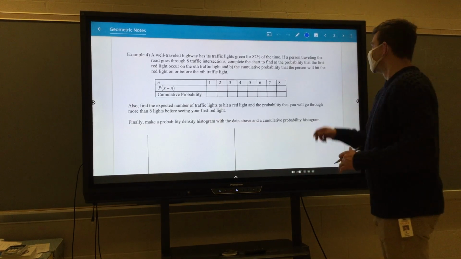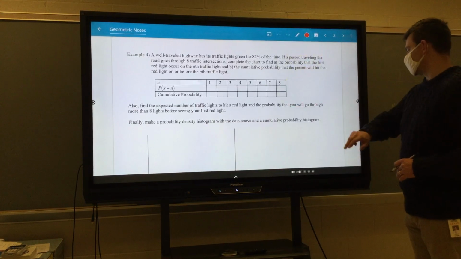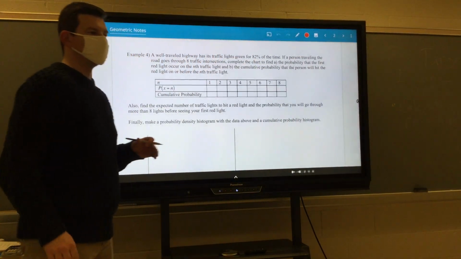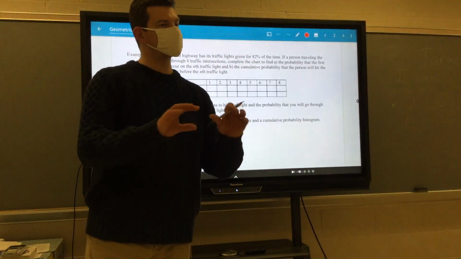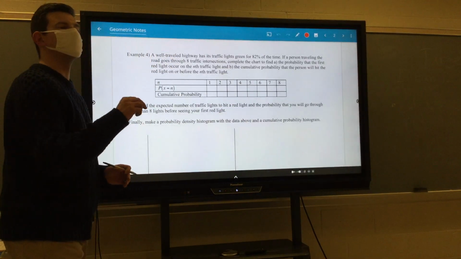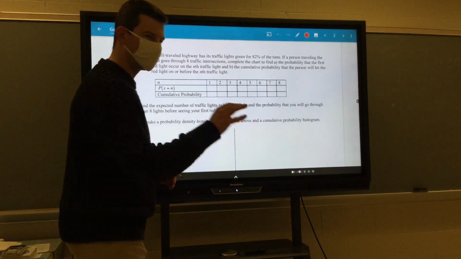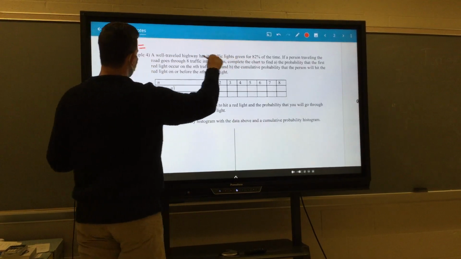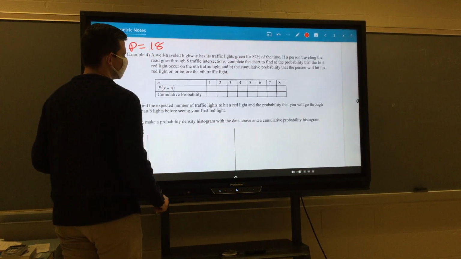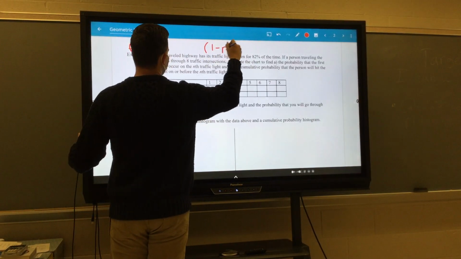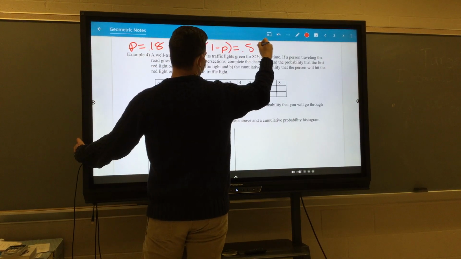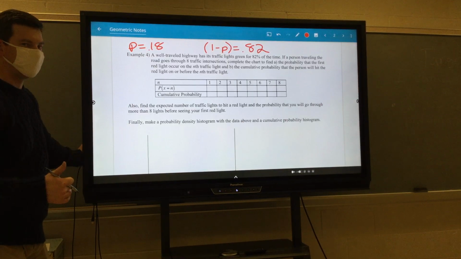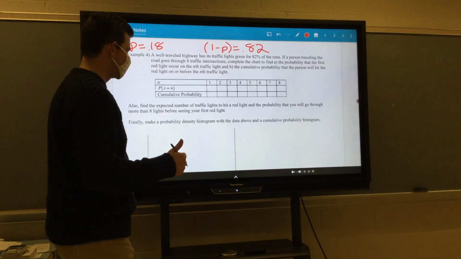Okay. First off, let's not make this worse than it really is. We have an 82% probability of a green light. However, a success in this problem is going to be when we encounter our first red light. So P, the red light, is going to be an 18% probability. The failure is a green light. That's the 82% probability. Make sure that you are clearly defining that in the terms of the problem.